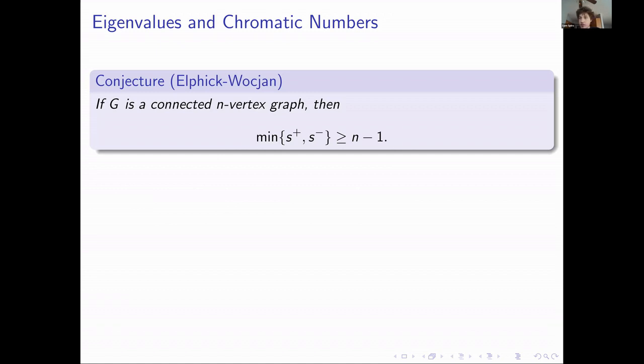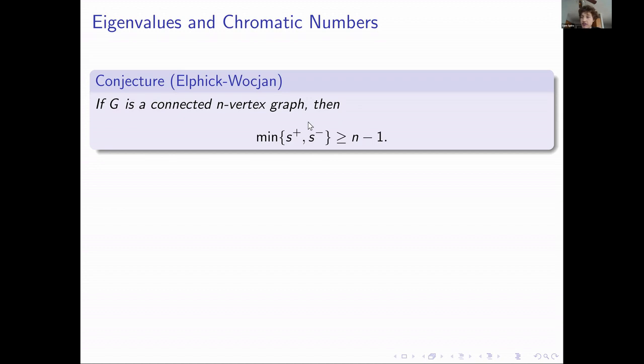It's also useful if you care about these S plus and S minus quantities. So Helfig and Witchen conjectured that for a connected n vertex graph, both these S plus and S minus quantities are always at least n minus 1. The rough motivation here is that if you have a tree, then S plus and S minus are both equal to n minus 1, because they're bipartite graphs, so it's equal to the number of edges.